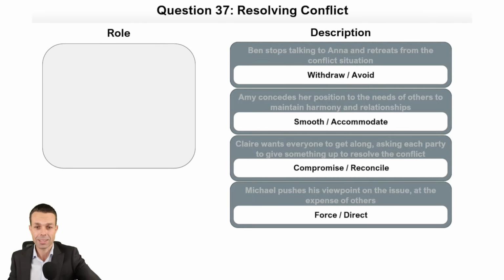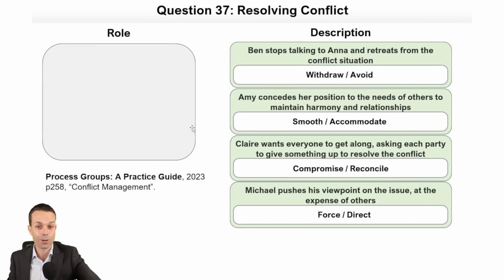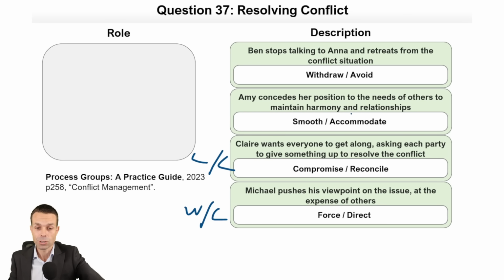Now let's just double check this and make sure we got it correct. Okay, that is correct. And so what we're looking at here is smooth and accommodate, compromising and reconciling is a lose-lose. Forcing or directing is a win-lose because you're winning and someone else is losing. And smoothing and accommodating, I think, is a lose-win. And maybe withdrawing is actually also a lose-lose, I think. The only one that's win-win is problem-solving and collaborating with your team. But check that out on page 258 under conflict management.